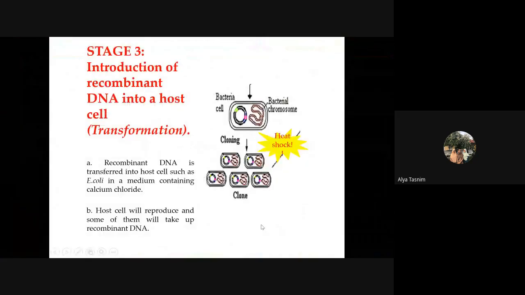Okay, so stage yang ketiga, introduction of recombinant DNA into host cell, which is transformation. So recombinant DNA is transferred into host cells such as E. coli in a medium containing calcium chloride. Okay, so host cell will reproduce and some of them will take up recombinant DNA. So tengok tadi, kan?